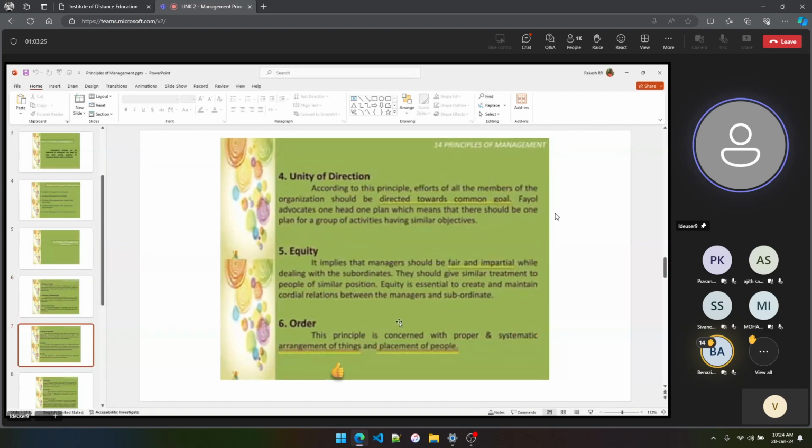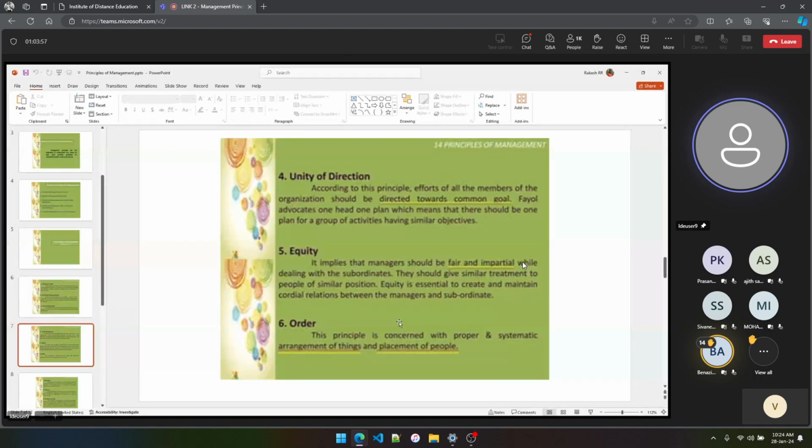Unity of direction. According to this principle, efforts of all the members of the organization should be directed towards common goals. Just like we saw in the previous set of slides, management will be focusing on converting the individual interest towards a common interest. The same way, unity of direction will help in directing the individual groups, which are large populations of workers, towards achieving a common goal.